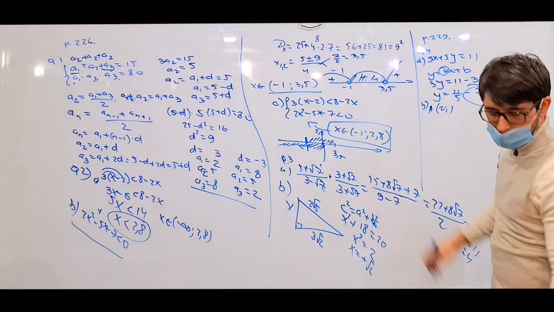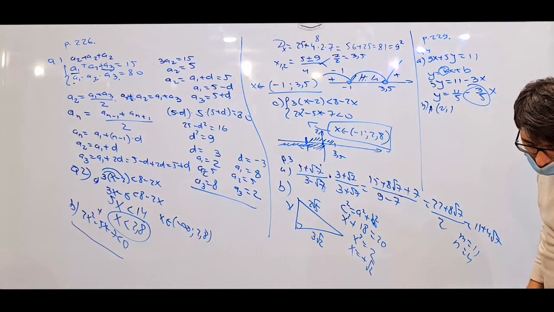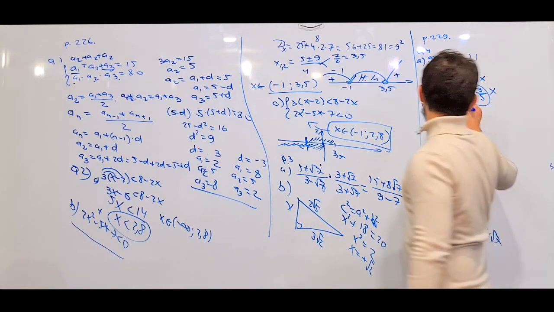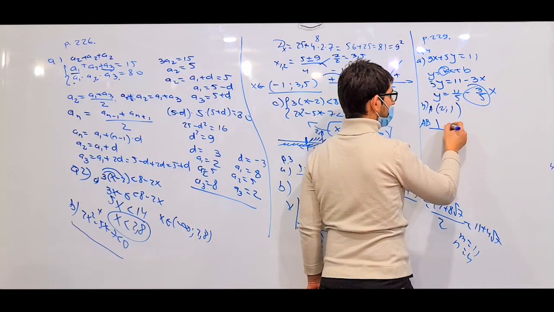This was A part. B part. Find an equation of the line which passes through the point A and which is perpendicular to AB. Perpendicular to AB. And we have to create such a line.